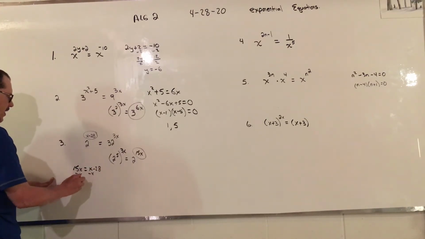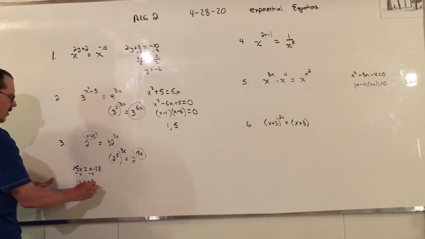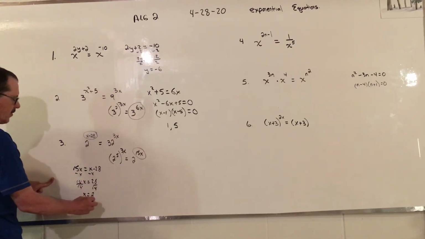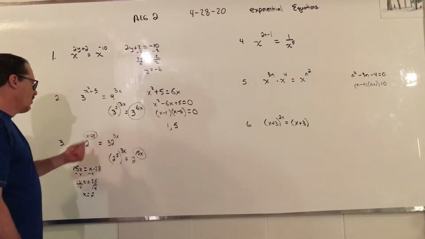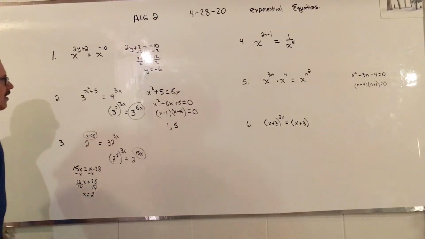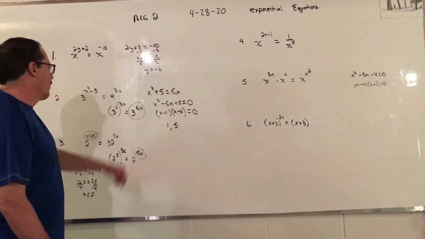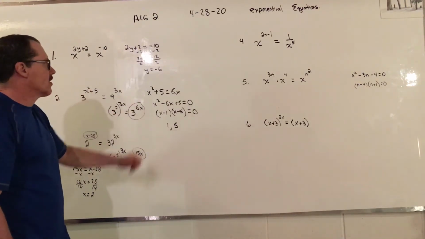Subtract x from both sides. We get 14x equals 28. Divide by 14 and we get x equals 2. That's what would make those two equal to each other. You could do the math and see that it actually does come out correct. Same thing over here if you plug these in.